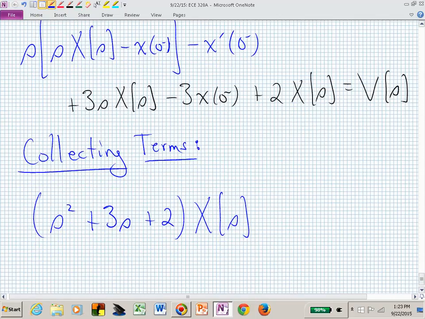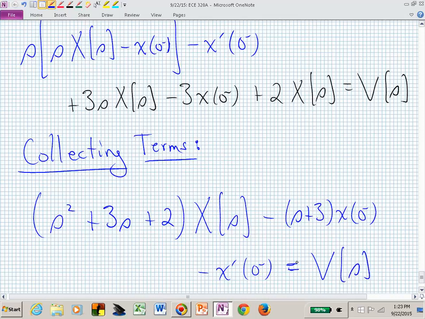Now we have some little x's at 0 minus. We have 2 of those terms. We have one that's minus s, and we have one that's minus 3. Let's factor out the common minus, and we have a minus s plus 3 x of 0 minus. We have a minus x prime of 0 minus, and all of that on the left-hand side is equal to capital V of s.